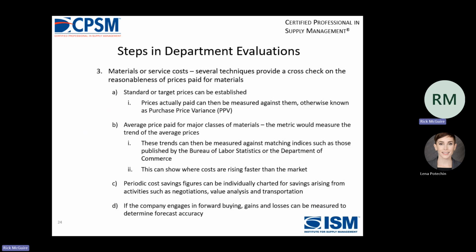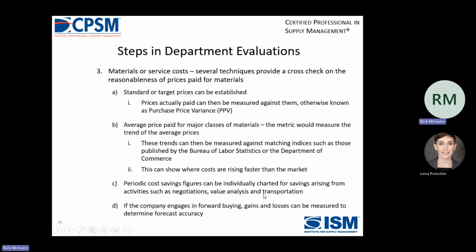Average price paid for major classes of materials. The metric could measure the trend in average prices. So this could be PACCAR with aluminum. These trends can then be measured against matching indices such as those published by the Bureau of Labor Statistics. And this can also show where costs are rising faster than the market. We do this quite a bit with steel and aluminum, and as much as we can with anything else. Benchmark the supplier's prices against an index.